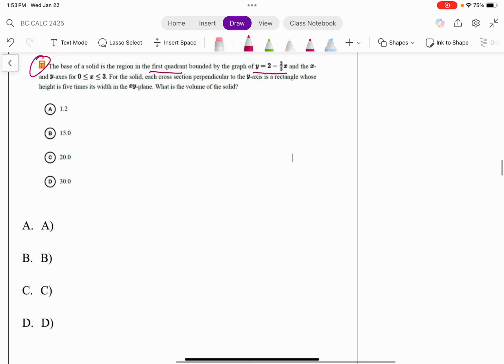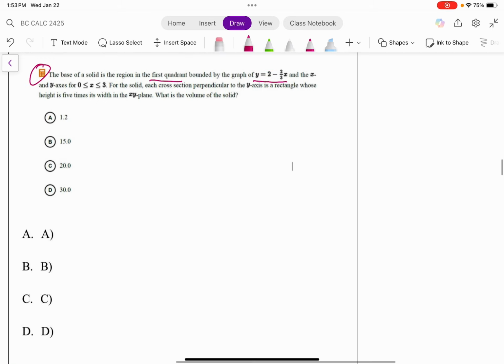Before we read the rest, let's take the top-down view of the region they're describing. They're describing a three-dimensional object, but from the top-down view, we should sketch what that is. So we're sketching it from 0 to 3. So what does y equals 2 minus 2/3 x look like? It has a y-intercept of 2. Okay, again, we're in the first quadrant.